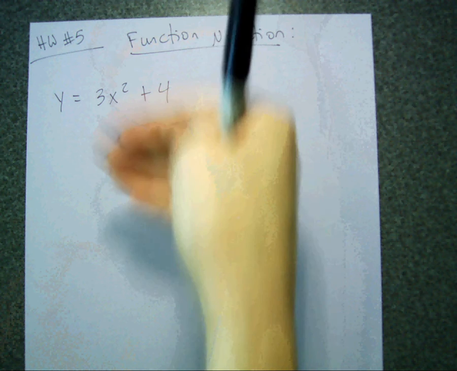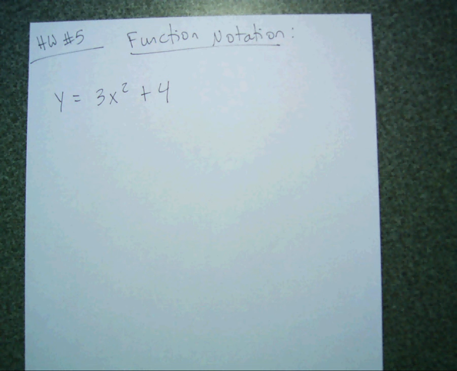Let's say I had a list of functions here. Y equals 3x plus 4, y equals 7 square root of x, y equals x minus 5. And I tell you, plug in x for y. Do you know what equation I'm talking about?